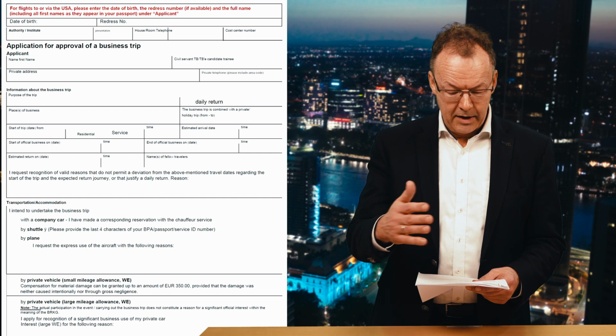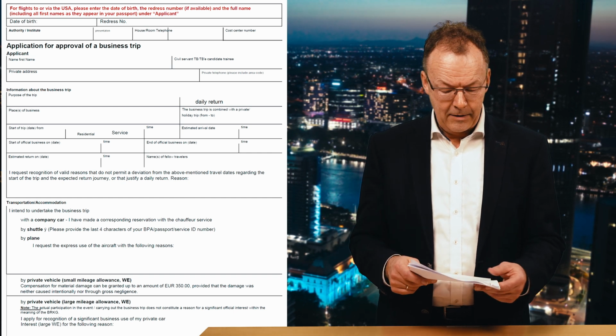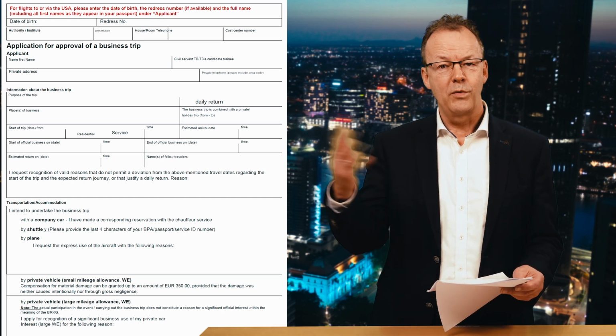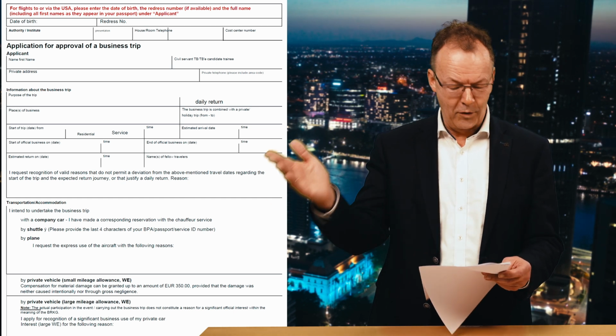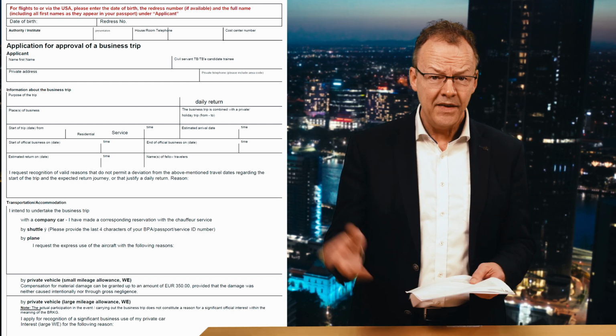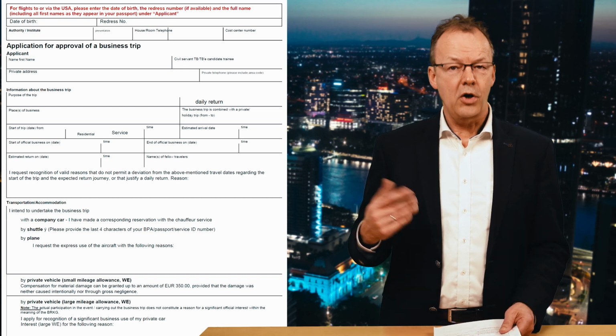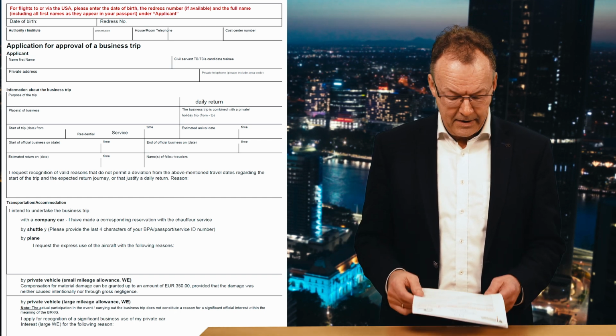And then you enter some information about yourself, date of birth, things like that. Information about the business trip, of course, where you want to go from when to when, and all that. This is very usual stuff. But then the interesting part starts. So the transportation and accommodation part here.